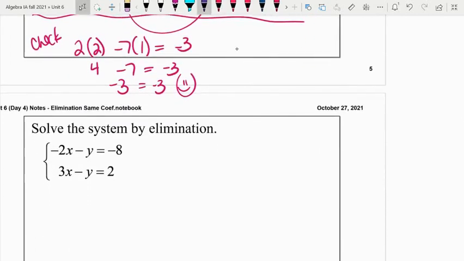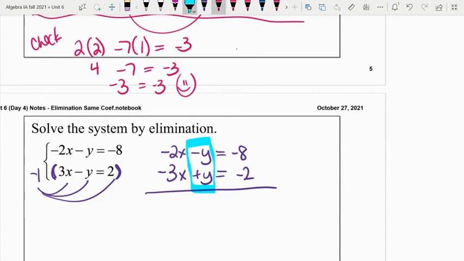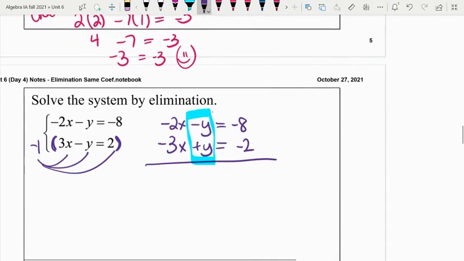All right, the next one here, I can see that I have a negative y and a negative y. Well, I can't add those out. So I'm going to multiply, let's say, this equation by a negative 1. So then I have a negative 2x, a negative y equals negative 8. I'm going to distribute that negative 1 through this whole equation. So that's going to give me a negative 3x, a positive y equals a negative 2. Because when I do that now, I have a negative y and a positive y. Those will add out. So that's gone.